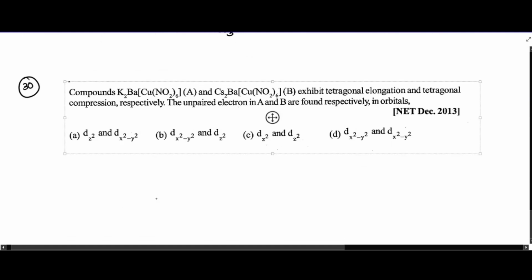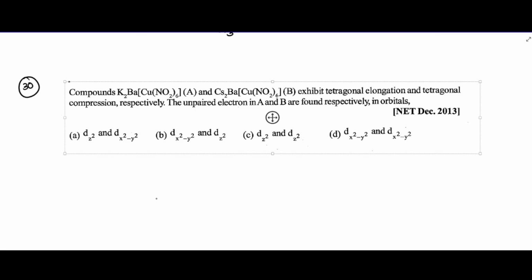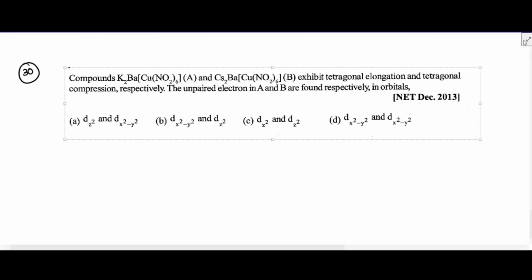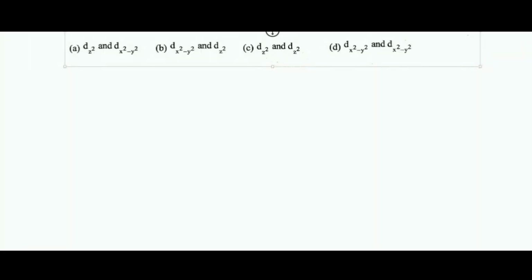Compounds K2Ba[Cu(NO2)6], complex A, and Cs2Ba[Cu(NO2)6], complex B, exhibit elongation and compression. The question is in which orbital the unpaired electron sits. Good question. First of all, find the oxidation state in all of these. Potassium is +1 each, barium is +2. So the outside has a total of 4+, so the complex will be -4. Similarly, cesium has +1 each and barium is +2, there is 4+ outside, so to balance it the complex will be -4.